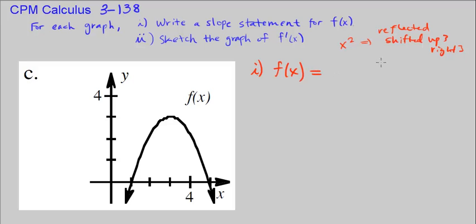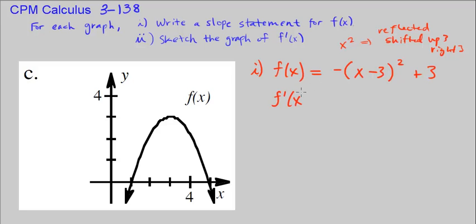So how would we write that function? What we would do is it would be negative, right? That's reflected. Shifted up 3 means we're going to add 3 outside the parentheses. Right 3 means we're going to subtract 3 inside the parentheses. So this is the function of f of x.